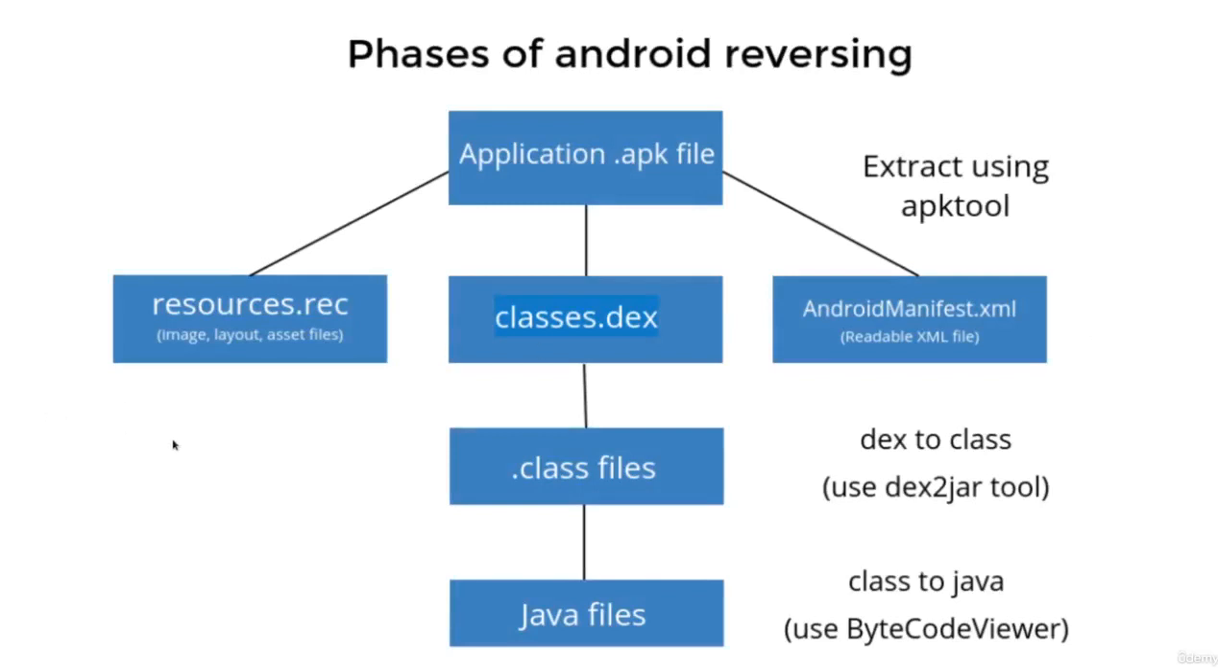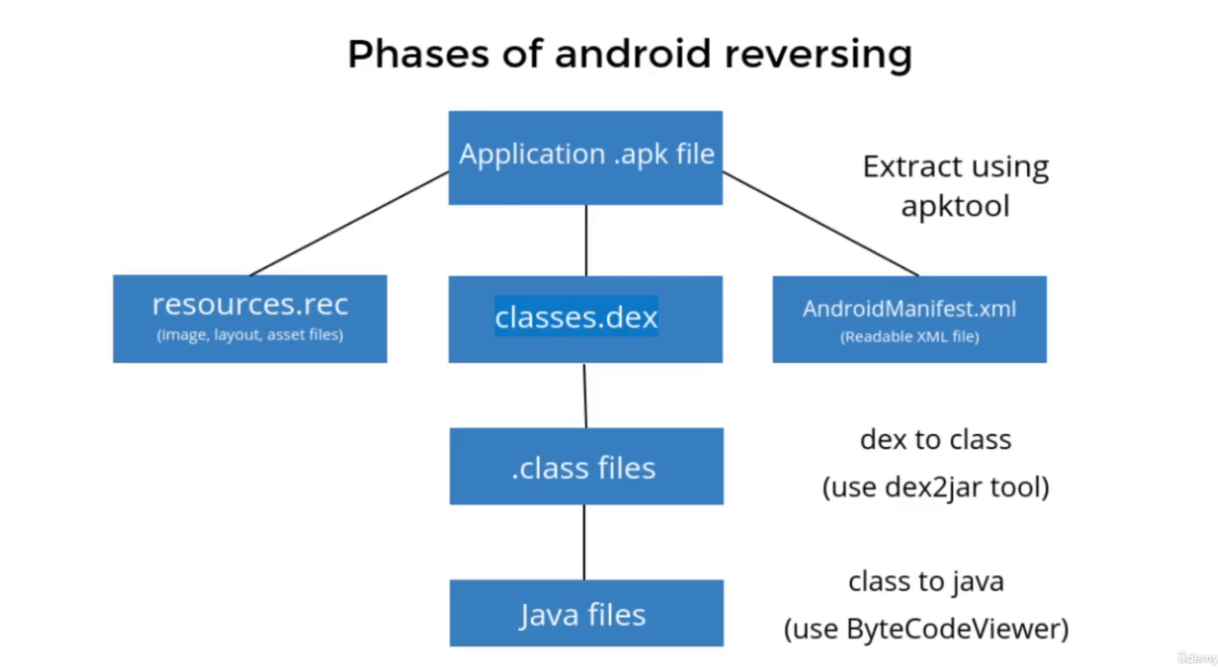Now what happens in the backend whenever you reverse an application like your APK? These are the phases of Android reversing. Once you extract your APK using APK tool, you will get these files: resources.arsc, the classes.dex, and the AndroidManifest that we have seen in the previous slides. Now classes.dex is the actual executable binary that your Dalvik VM or ART understands.